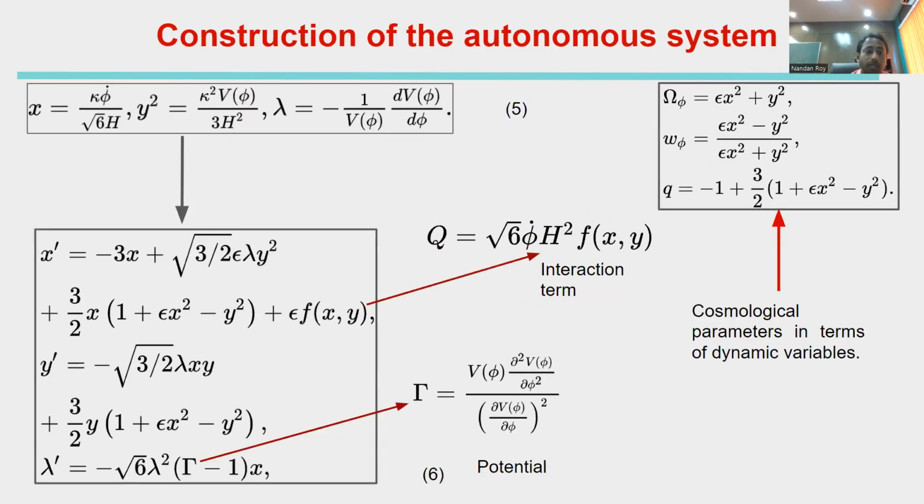So as I mentioned, we have to write down the system as an autonomous equation. So for that, we introduce the following setup: a transformation of variables, and with this transformation of variables, one can write the Friedmann equations in this form. Here, f of x, y is the interaction term, and gamma is related to the potential. And one can also write all the cosmological parameters in terms of these x, y variables.